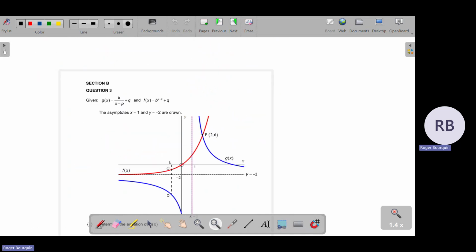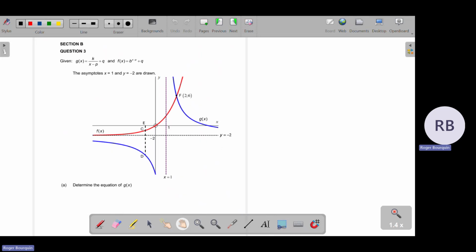Okay, so it says here the asymptotes x is equal to 1 and y is equal to -2 are drawn, right? And we've got this function g of x is equal to k over x minus p plus q. Which graph is that? Just make sure you look at the right graph always. G is the blue graph over here, and the red graph is this one here. The first question said they want the equation of that blue graph, which is the hyperbola.